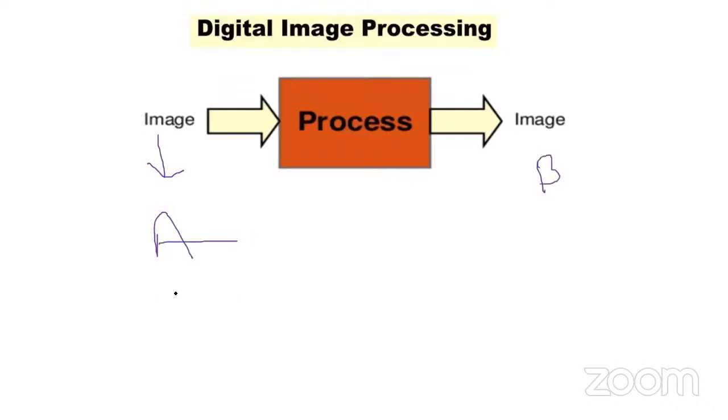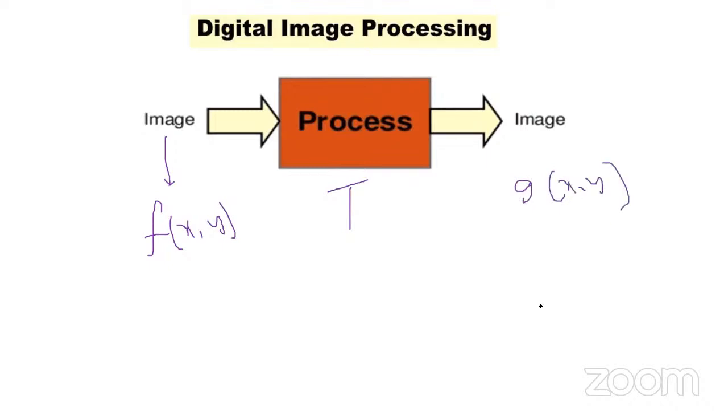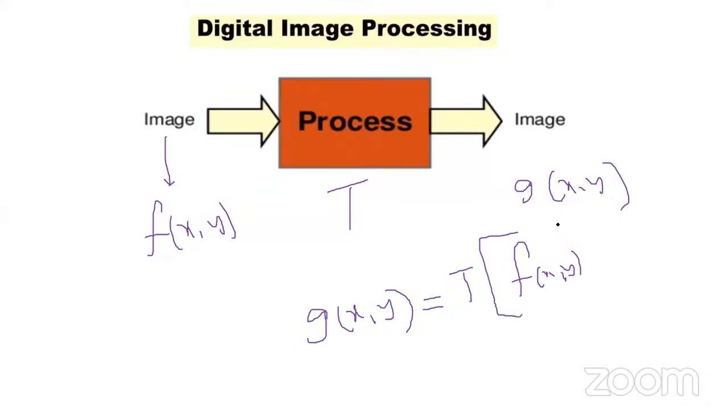If you want to look at functions, the input image is mathematically f(x,y), and the process means some algorithm we apply. Let us assume T is a process, algorithm, or transformation we apply to the input image f(x,y), and the output image is g(x,y). So mathematically, g(x,y) is the output image, having better pictorial information or better contrast, obtained when we apply transformation T to the input image f(x,y). This is the mathematical notation.